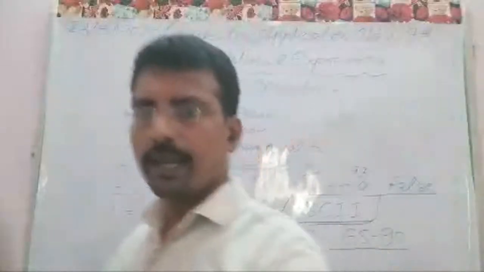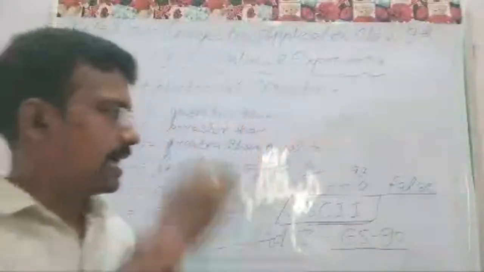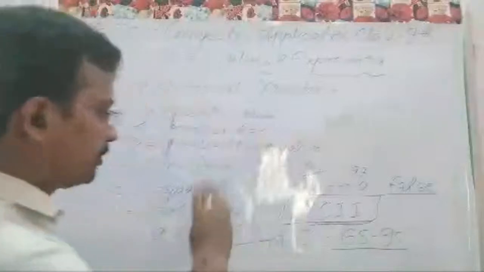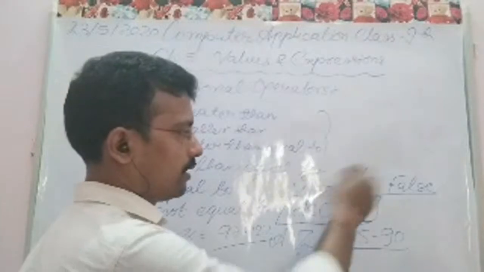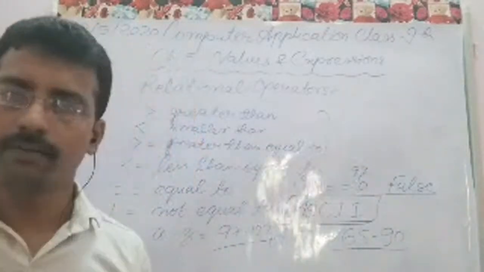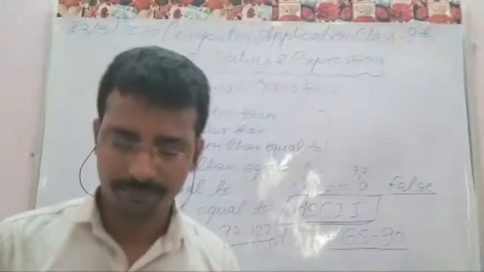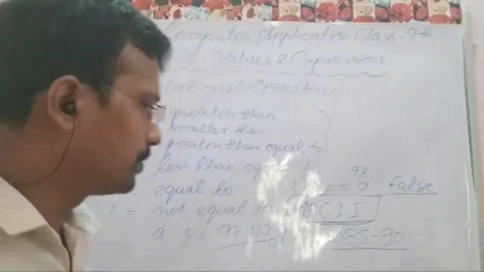Clear? So this way we can understand the working of the equal to operator with the use of character values. Clear? You can also use the value.